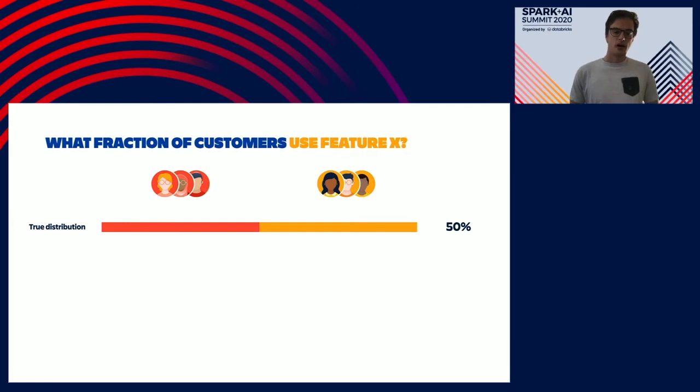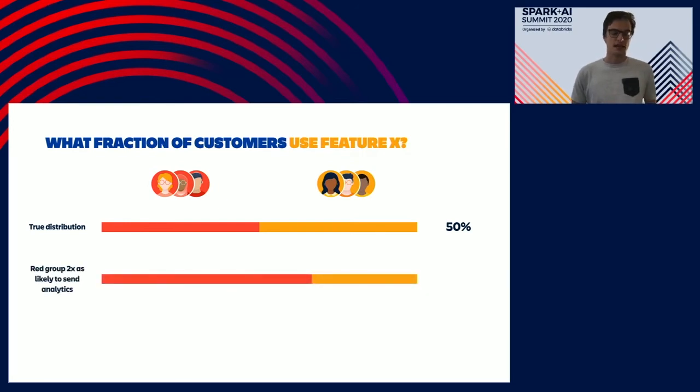But let's add some bias into this scenario and say that due to the opt-in nature of product analytics, the red group is twice as likely to send analytics to us. In this case, the data that we receive is comprised of 2/3 of customers from the red group and 1/3 of customers from the yellow, as represented by the bars on the slide.